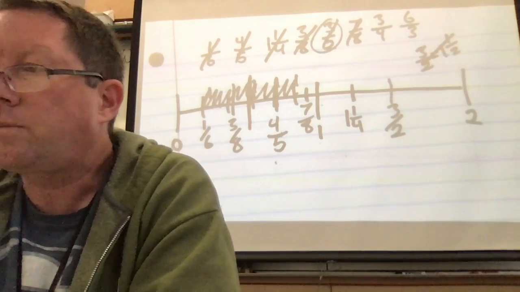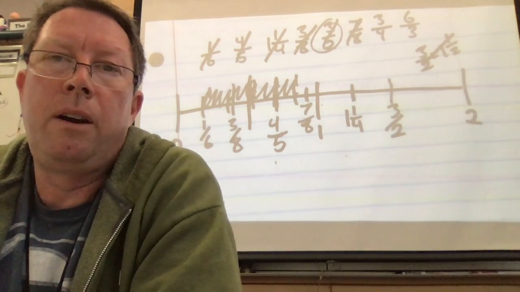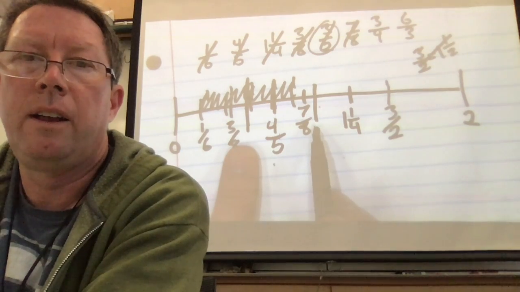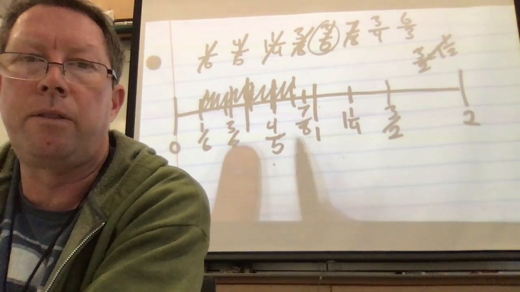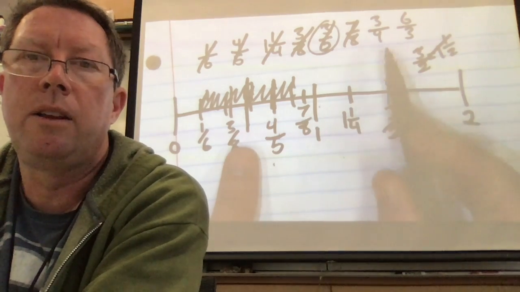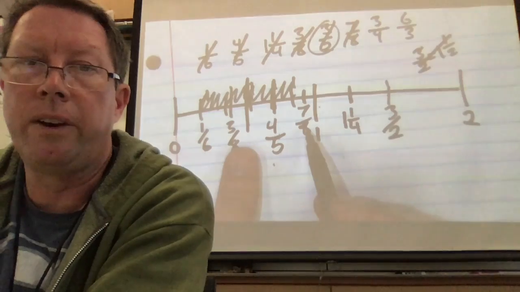3/4. Okay. 3/4 is less than 1, but it's more than halfway. So it's somewhere in between here. And now I've got a whole bunch of other fractions in here. So I'm going to have to do some comparing to make sure I get the 3/4 on the right side of the 4/5, the right side of the 7/8.